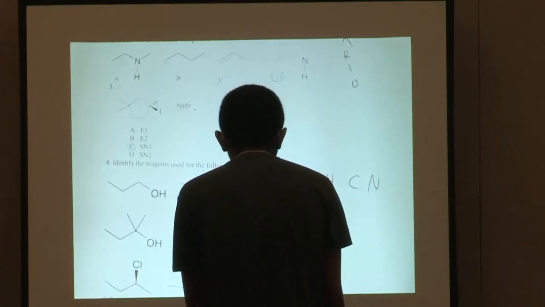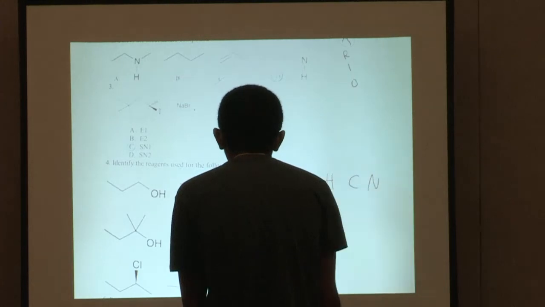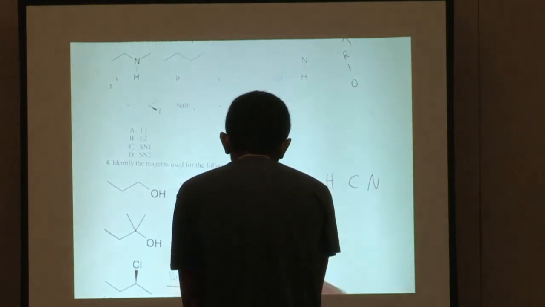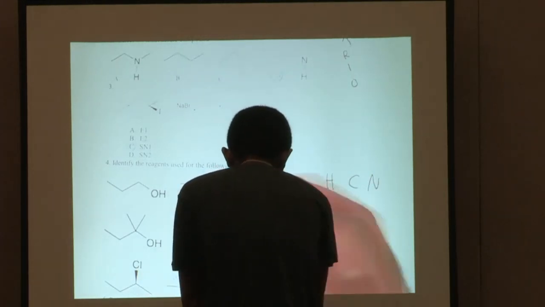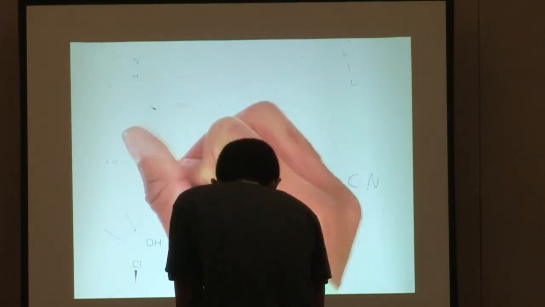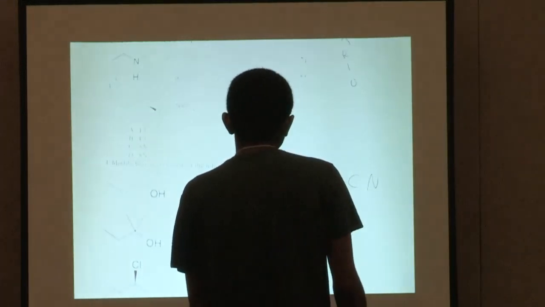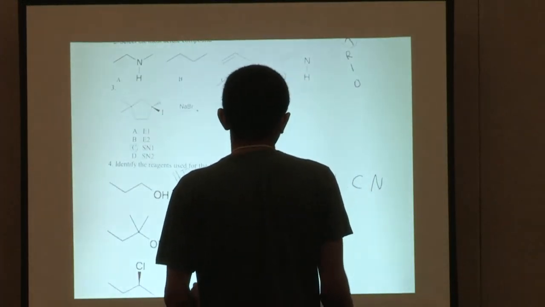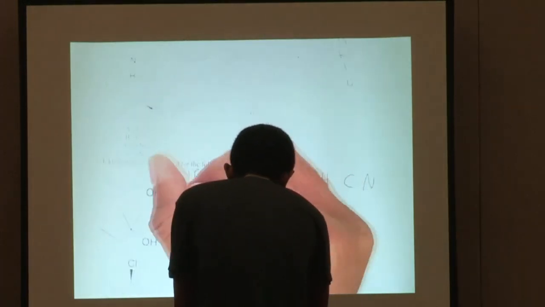Or you could do something else, like this would literally just finish it by itself. Or you could tosylate it with TsCl, pyridine. It's hard to see. So this would be a two-step process, and then after you do that, you could just use NaCN.